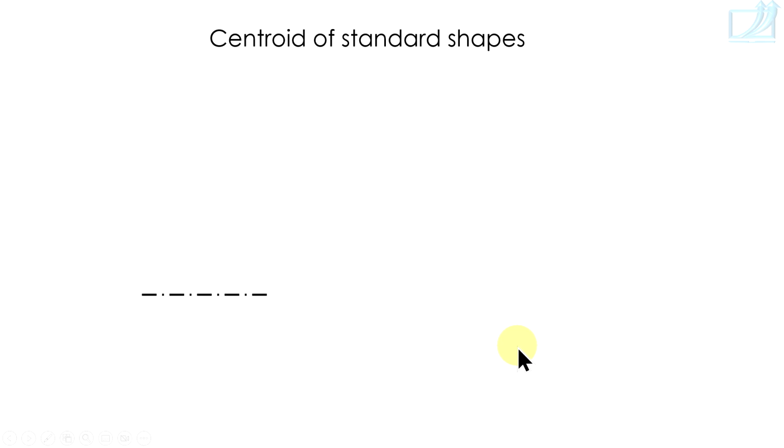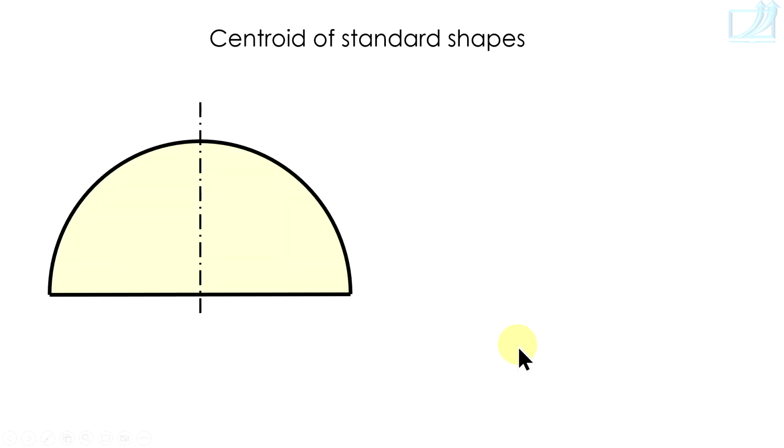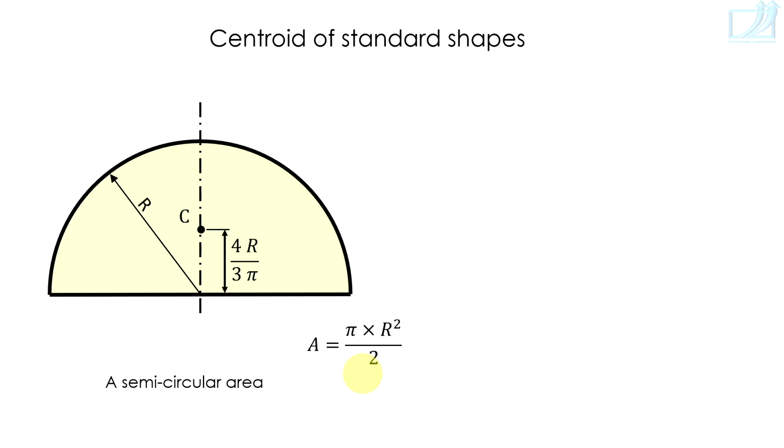Here it is a semicircular area. It is a symmetrical shape. I have drawn axis of symmetry. A radius of this semicircle is r. It is semicircular area. Centroid lies on its axis of symmetry. And where is it? On the axis of symmetry at a distance 4r by 3 pi from its straight edge. How to find area of a semicircular area? Pi r squared, which is area of whole circle divided by 2.